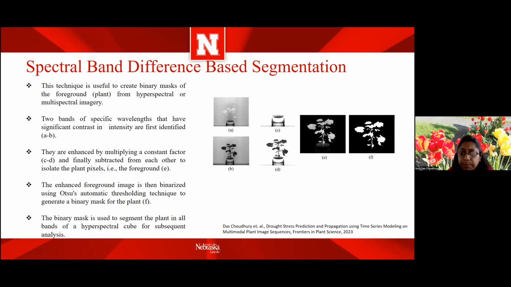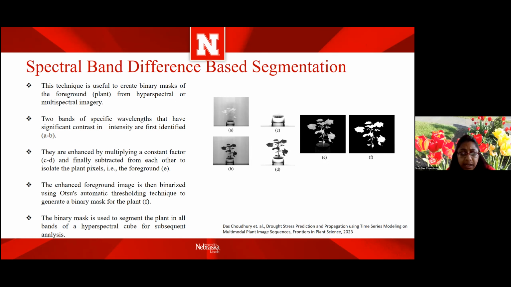So we first identified two specific wavelengths that have significant contrast in intensity. As far as I remember, they are at 770 nanometers and 690 nanometers. They are then enhanced by multiplying by a constant factor, shown in C and D. We multiplied by 2, and what happens is the whiter or brighter one, the plant, disappears to create a background for us, and the darker one becomes even darker.